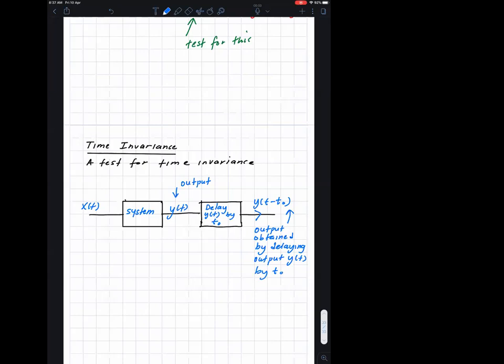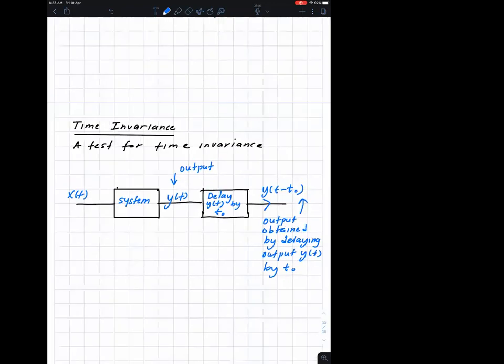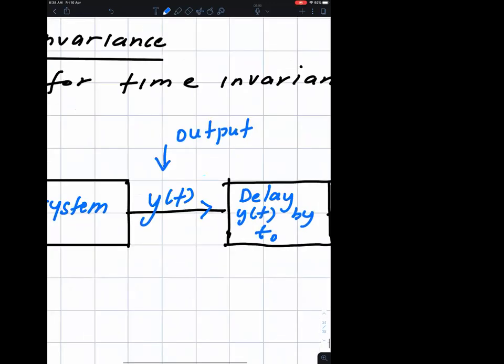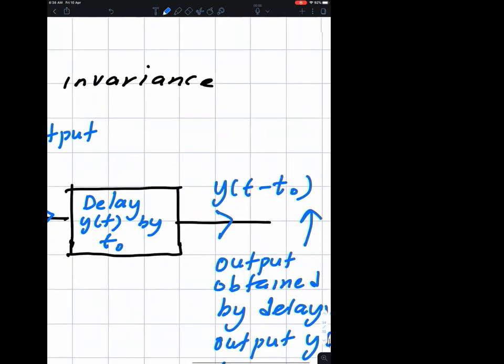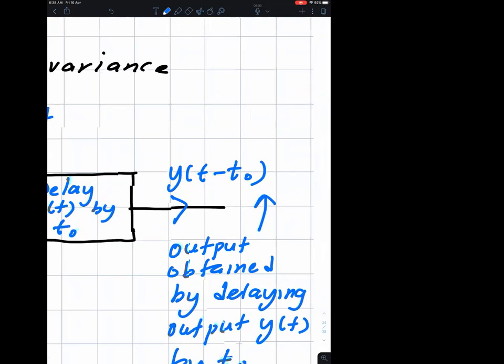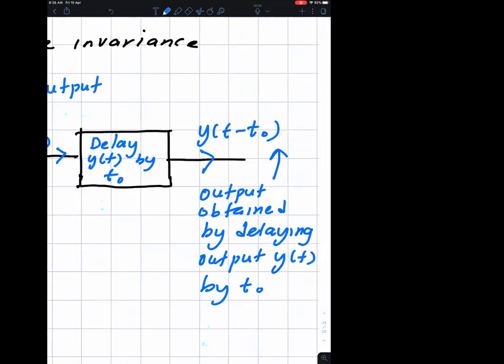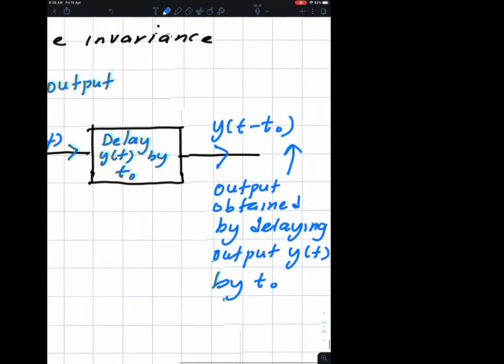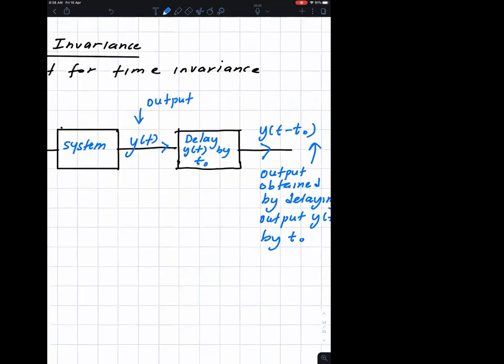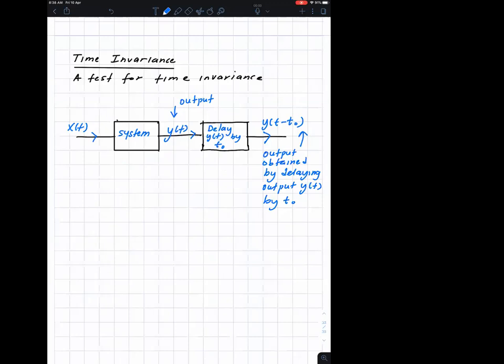Take a look at this and tell me if you can understand this. x(t) coming into a system, then the output of the system is y(t). Now you put a delay on that output, and then the final output is y(t minus t naught). That is the output obtained by delaying the output y(t). So this is called the delayed output. Can you guys follow this? Yes, sir. Okay, the next one.